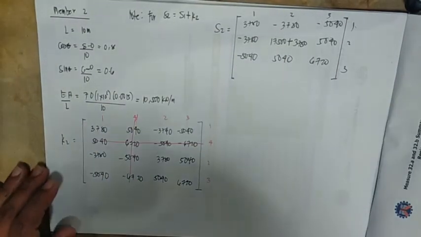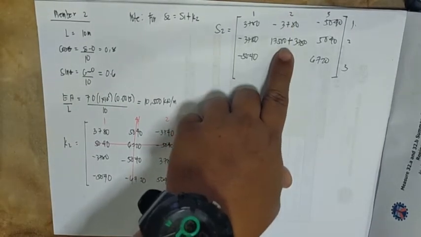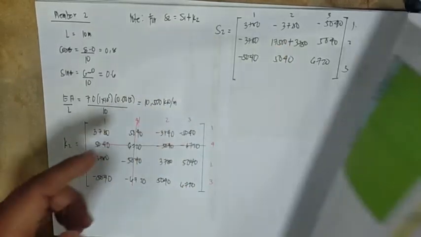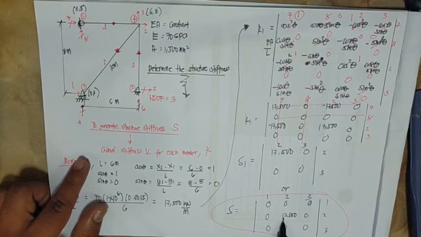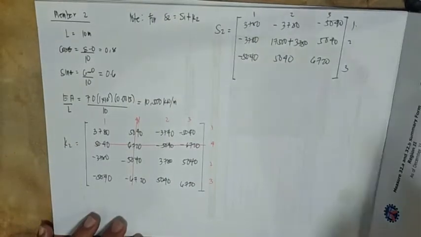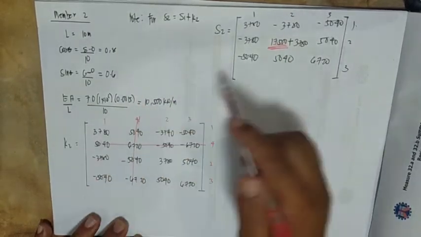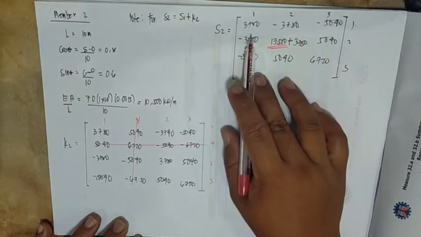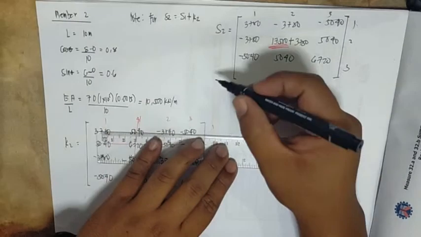Take note it's only here that we added y. Everything is 0 except here at, how do you call this one, at matrix 2, 2. This one only is added here, the rest is the same, so we can now proceed to member 3.